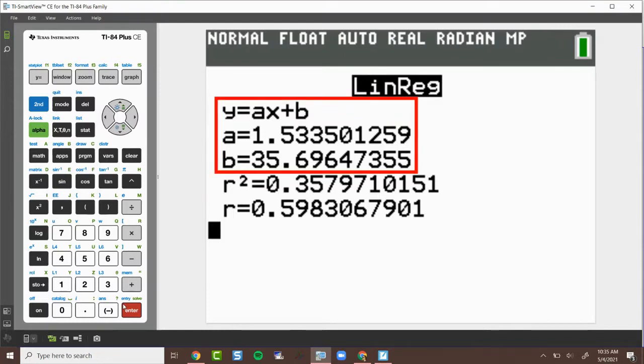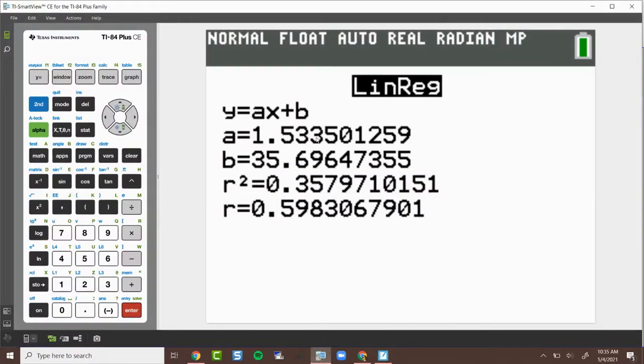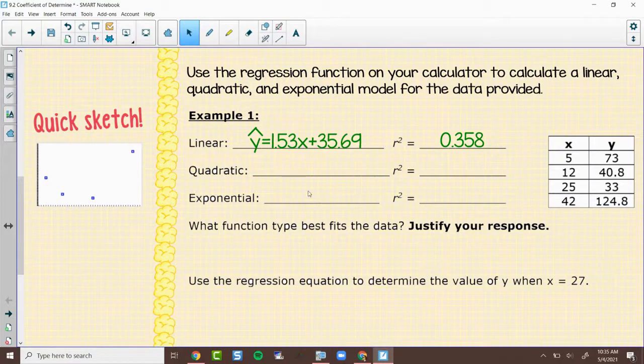All right, so I've got an A value, a B value. Oh, my R squared, 0.3579. So I'm going to fill all of that in. 0.358, you can see I rounded up to 8 instead of 7, 9. And for A and B, I plugged in. So A was 1.53, B was 35.69, or you can even say 35.7, however you would like to round.